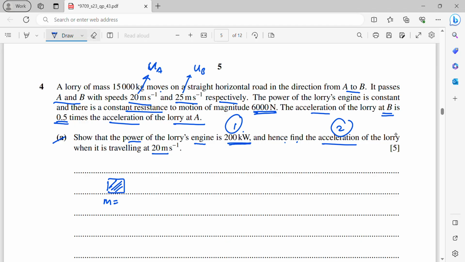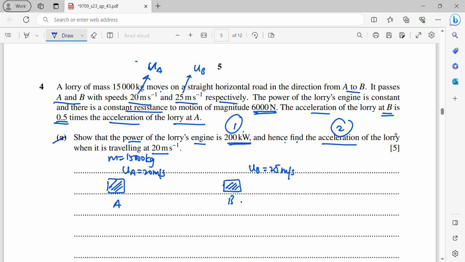The mass is M. Okay, so I will say this is a point A first. This is a point A. Then probably here is the point B. Okay, the M is 15,000 kilograms. And then the UA is 20. So UA is 20 meter per second. The UB is 25 meter per second.